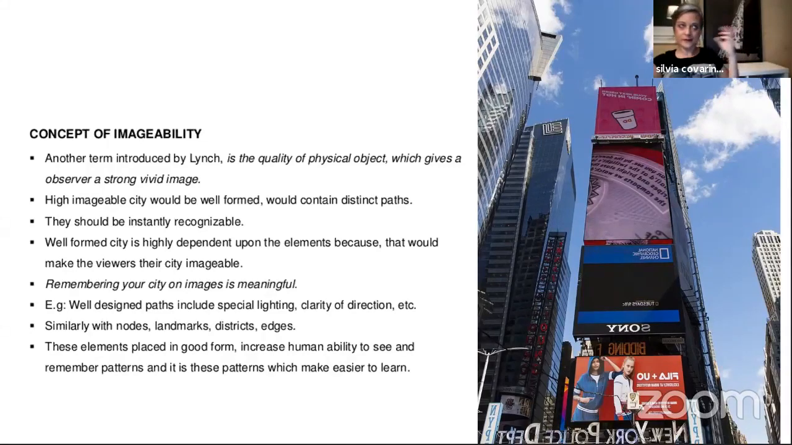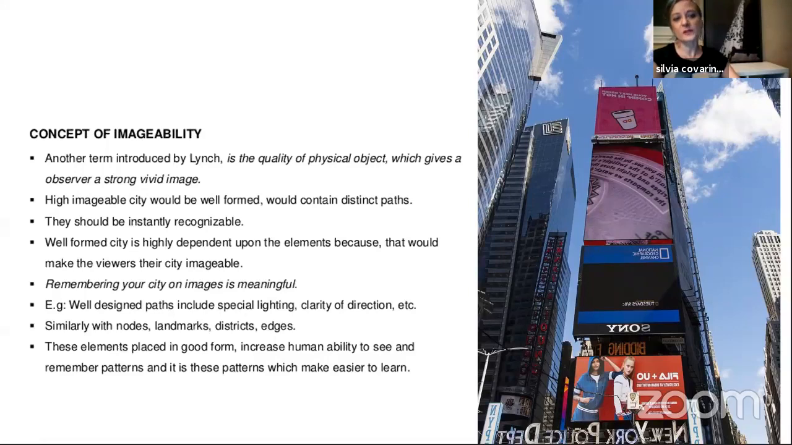That means it is easy to recognize an icon in Paris, the Tour Eiffel, and easy to recognize in Rome, the Colosseum, and things like this. Well-formed cities are dependent upon the elements because, if there is a good form, a good composition, each element depends on another, and they make the views of the city imaginable. Remembering your city in an image is meaningful. This is also really important. Memory is another part of the process.